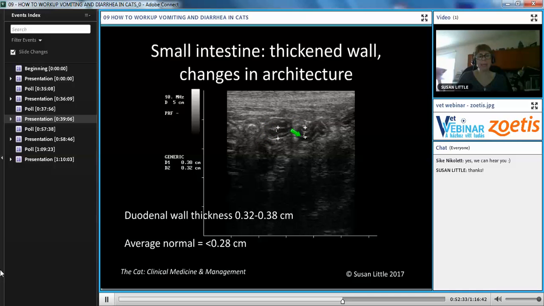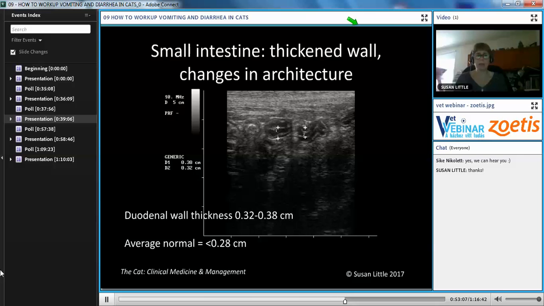And here we're using the calipers to measure the thickness, and in this patient, in the duodenum, the average thickness was somewhere between 0.32 and 0.38 centimeters, and it should be less than 0.28. So that tells us this cat has a thickened, and it's usually mucosa, and it's going to benefit from a biopsy. So again, it might not tell us exactly what that cat has. That cat could have lymphoma, it could have inflammatory bowel disease, it could have some other disease, but it does tell us what the next step is for that cat.